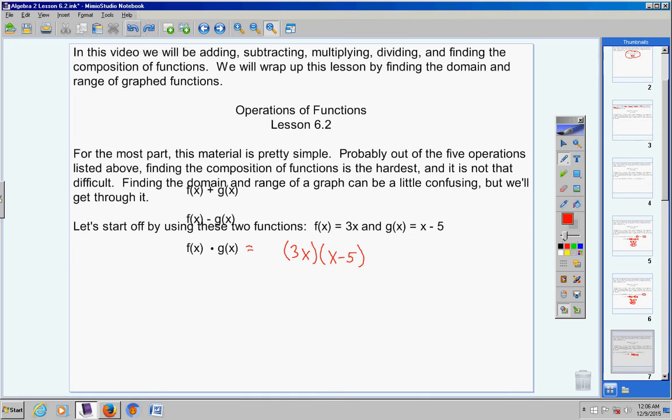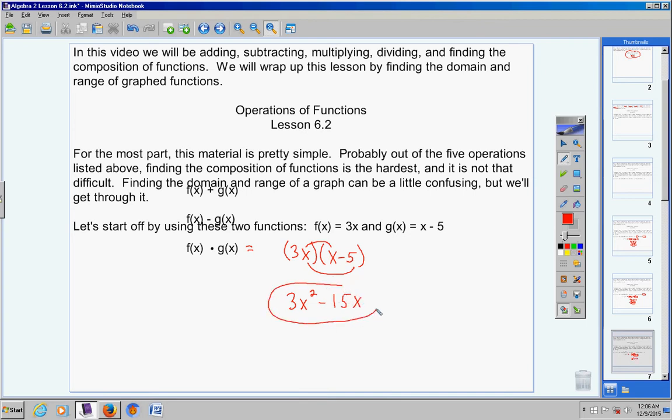You don't have to. Alright, now, so we're going to take 3x and multiply it times x minus 5. So you take the 3x and you multiply it through. 3x times x is 3x squared. 3x times negative 5 is negative 15x. And we're finished.